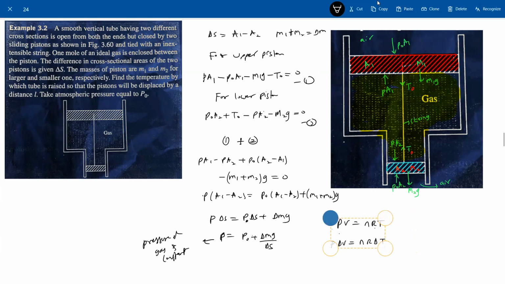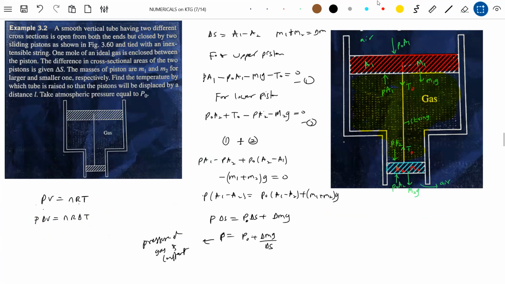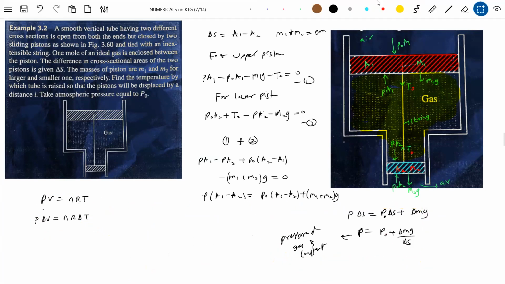By how much should the temperature be incremented so that the pistons will move? Tell me, will the pistons move up or down? Anybody? If temperature increases, volume should increase. For volume to increase, should the piston move up or down? Up, sir. It should go up, then only volume will increase. So therefore, the piston should get displaced upward here.